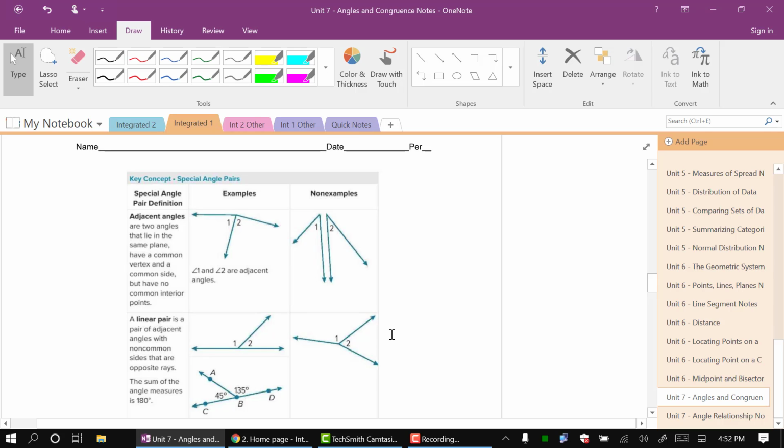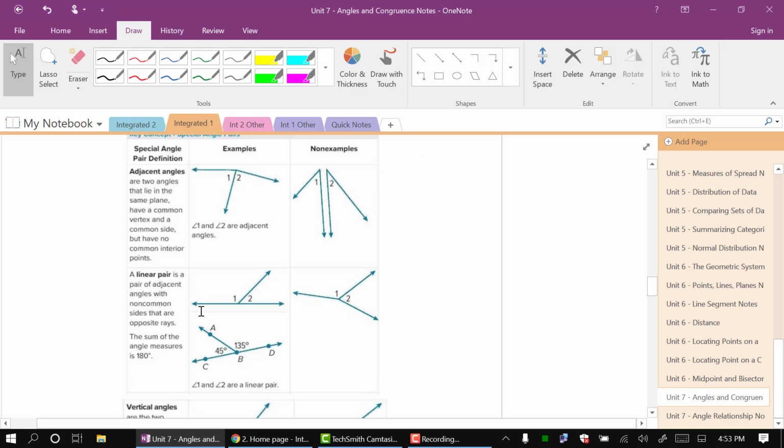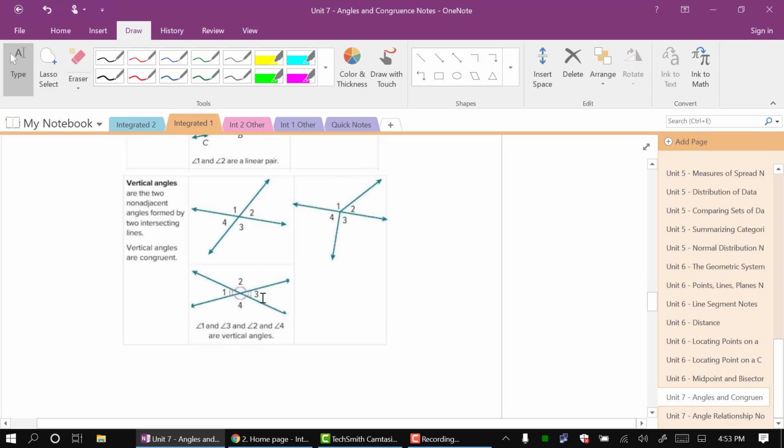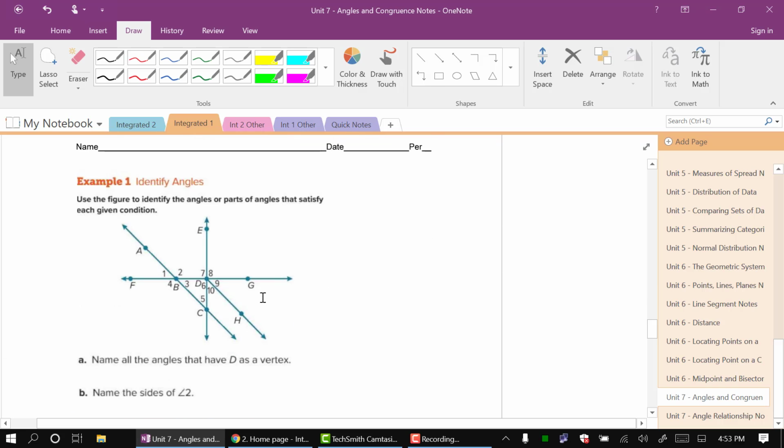We also have adjacent angles. Adjacent angles are two angles that are next to each other. And then we have a linear pair. A linear pair is two angles that are adjacent to each other that create a line. Vertical angles are angles that are opposite each other. So 1 and 3, and 4 and 2, are vertical angles. We're going to use all these ideas to help us identify angles. With some of these, it's just going to be identifying, while with others, we're going to have some work to show. So let's start off with example 1.